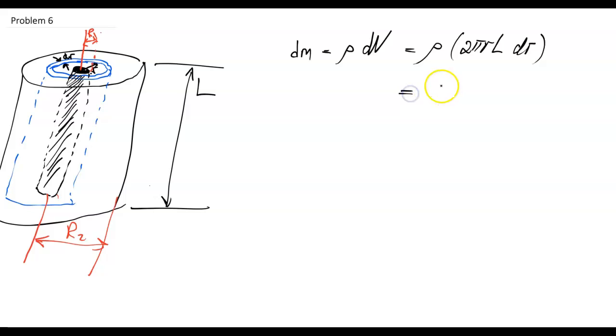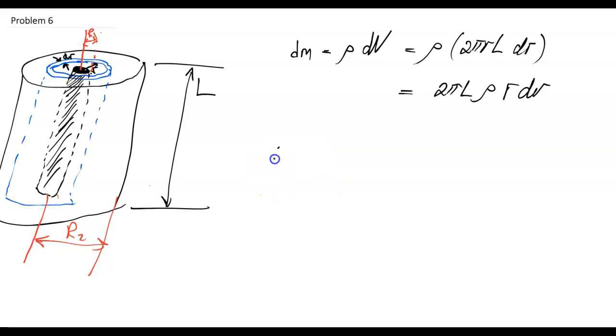So we can say that this is 2 pi L rho r dr. And if we're going to find the mass, then we're going to have to do an integral. And the integral would go from the small radius, little r, to the big radius, big R, R1 to R2, I mean.